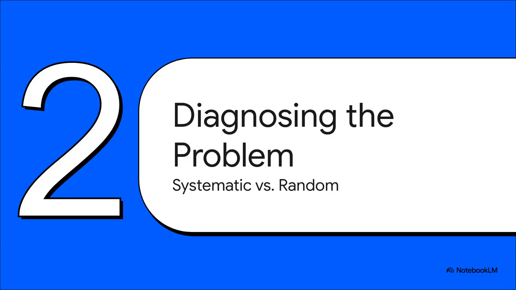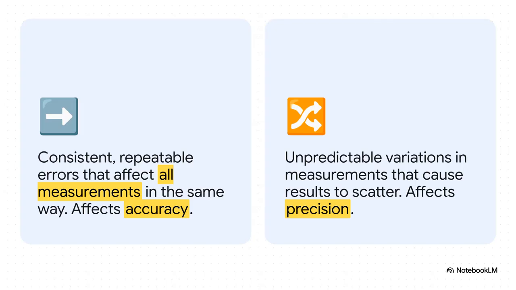We know our measurements aren't perfect, but the really important question is, why? What's causing these issues? Well, turns out we can usually diagnose the cause and put it into one of two main categories: systematic errors and random errors. Getting the difference between these two is absolutely key to improving any experiment. So, here's the bottom line. Systematic errors are consistent, predictable problems. They push every single one of your measurements in the same direction, away from the true value. That kills your accuracy. Random errors, on the other hand, are those unpredictable little wobbles. They make your results scatter around an average value, and that messes with your precision.